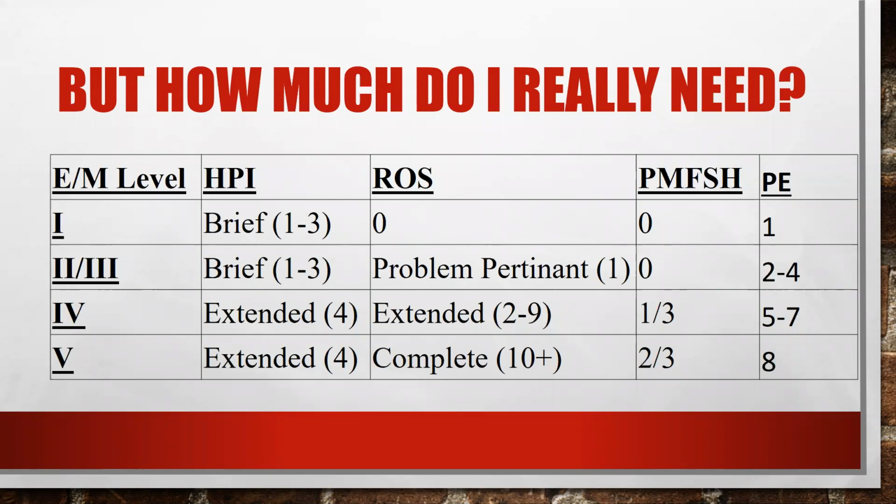So as I'm sure you have heard, the elements of your HPI are quality, location, modifying factors, associated symptoms or negatively associated symptoms, severity, duration, timing, context. I'm sure you guys are familiar with most of those. For the past medical, family, social history, you need to document one thing for each of those for it to count, or you can say none if somebody has no past medical history. For each review of systems, each system needs one entry or the word negative for that to count.